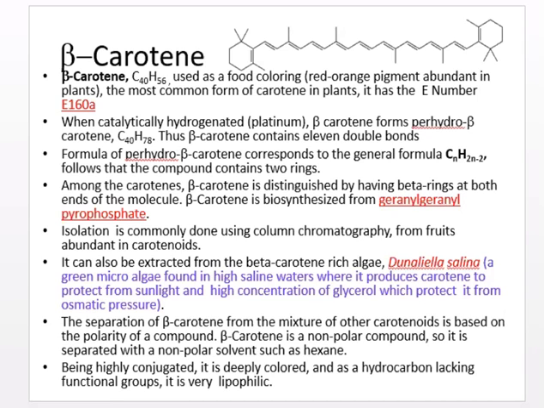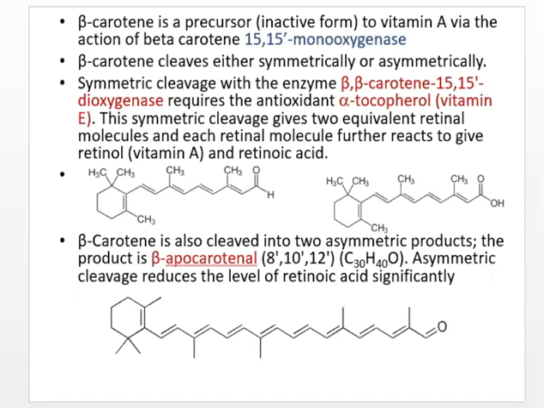Being highly conjugated, it is deeply colored, and being a hydrocarbon lacking functional groups, it is very lipophilic. Beta-carotene is a precursor of vitamin A via the action of beta-carotene 15,15' monooxygenase. Beta-carotene is cleaved either symmetrically or asymmetrically.